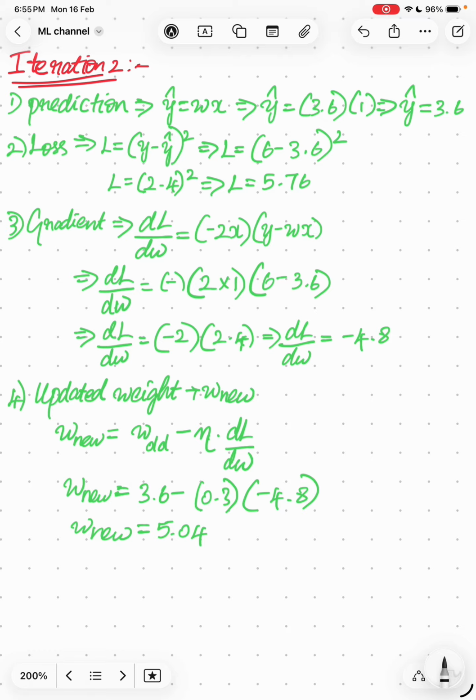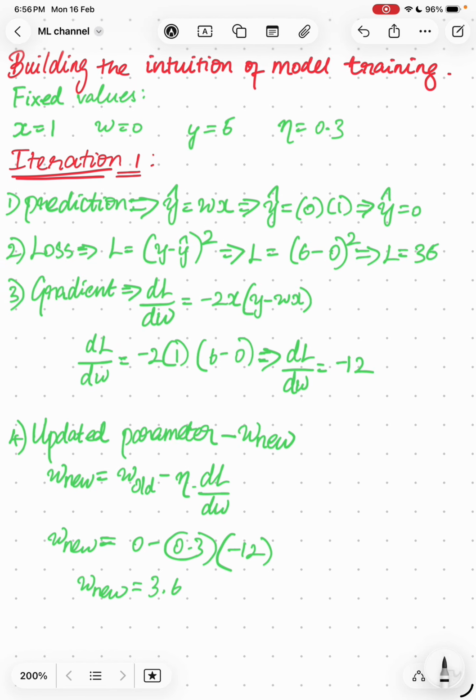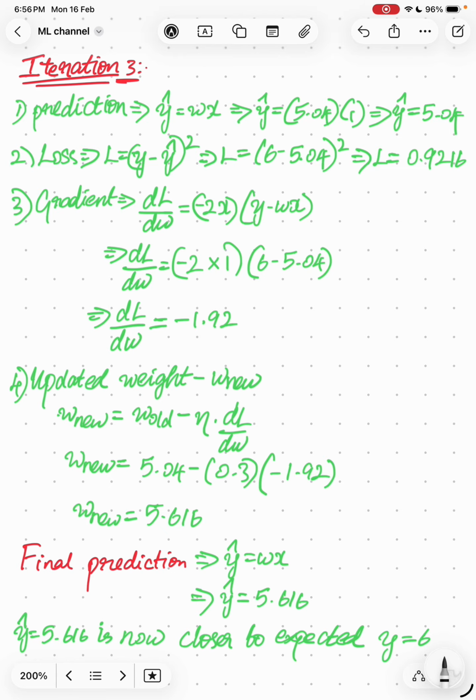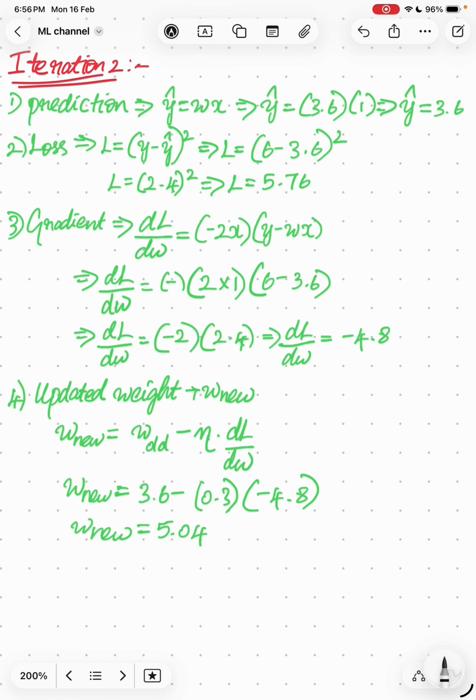In the next iteration, we are predicting again. So y dash is equal to wx. The new weight is 3.6. So the value of this prediction is 3.6. I'm calculating the loss. Loss is equal to (y minus y dash) whole square for this particular model. I'm substituting the values of y dash and y over here, (6 minus 3.6) whole square. So loss is equal to 2.4 whole square, which turns out to be 5.76. So that is the newly calculated loss, guys. And if you see, after updating the weight, the loss has significantly decreased from 36 to 5.76, which is a very significant improvement.